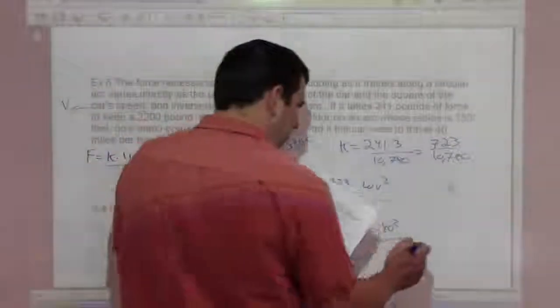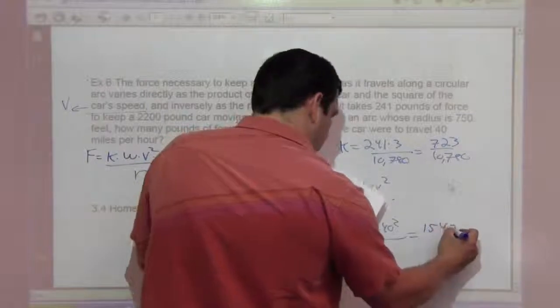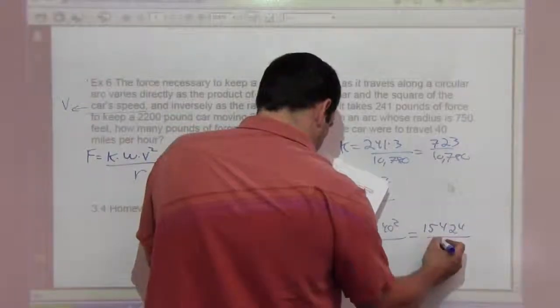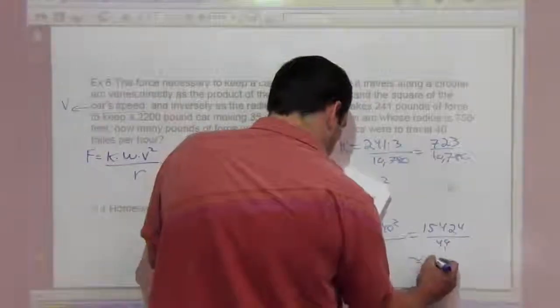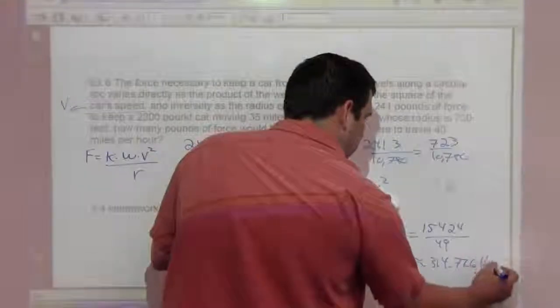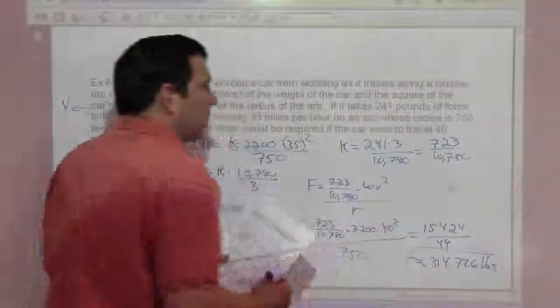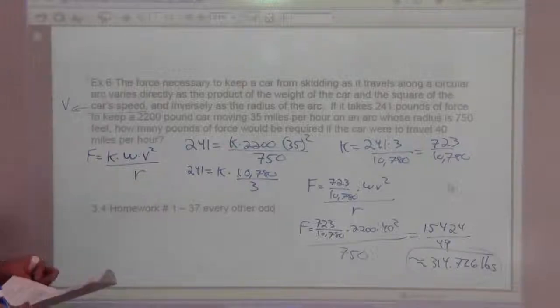That'll give us 15,424 over 49, which is approximately 314.776 pounds. So that's the force that you need to keep it on the road, keep it from skidding.